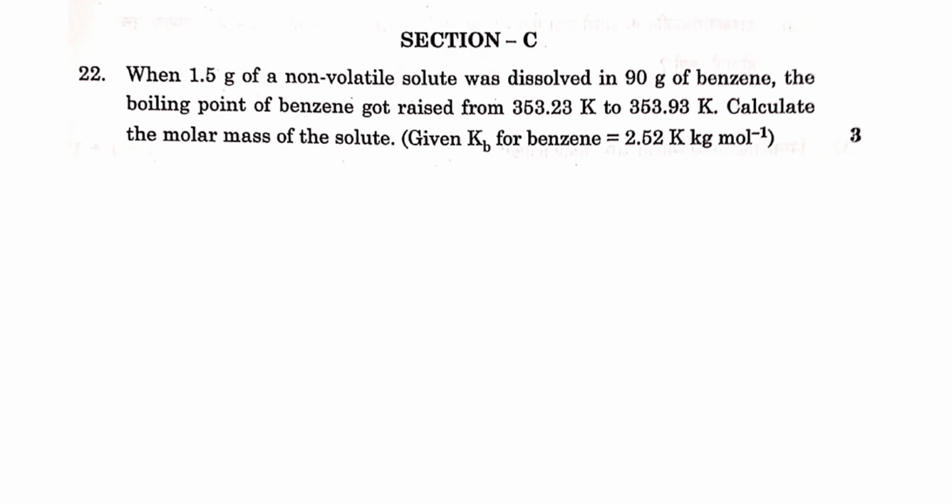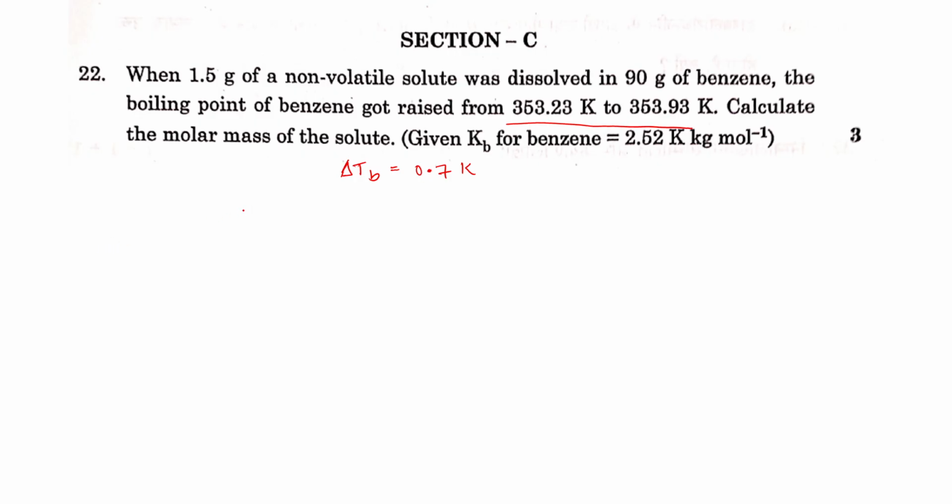Okay, next. Then question number 22, we have 1.1 gram of this one. So in this question, what information we have is the boiling point of benzene got raised from 353.23 to 353.93. That means we can write the value of delta TB, the elevation. So this is basically 0.7 Kelvin. This is the value of delta TB.